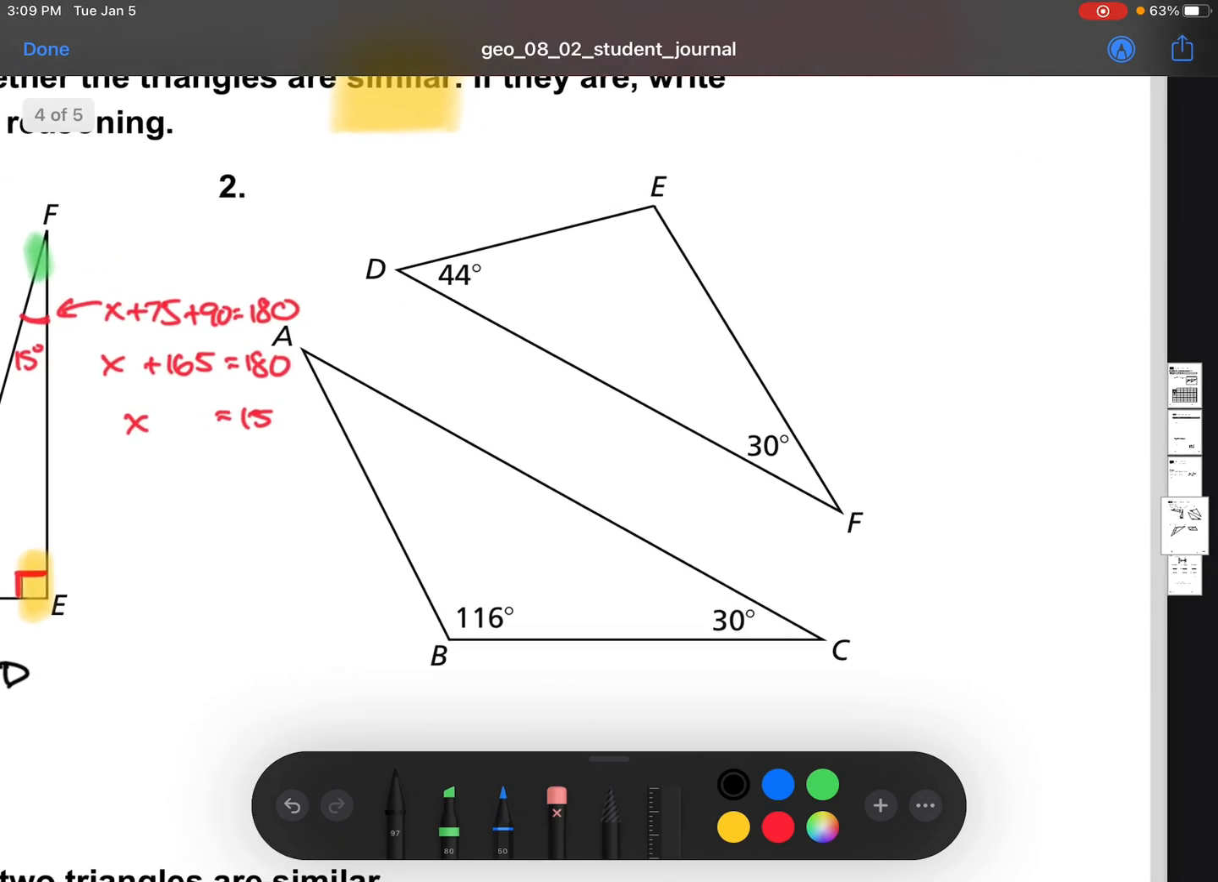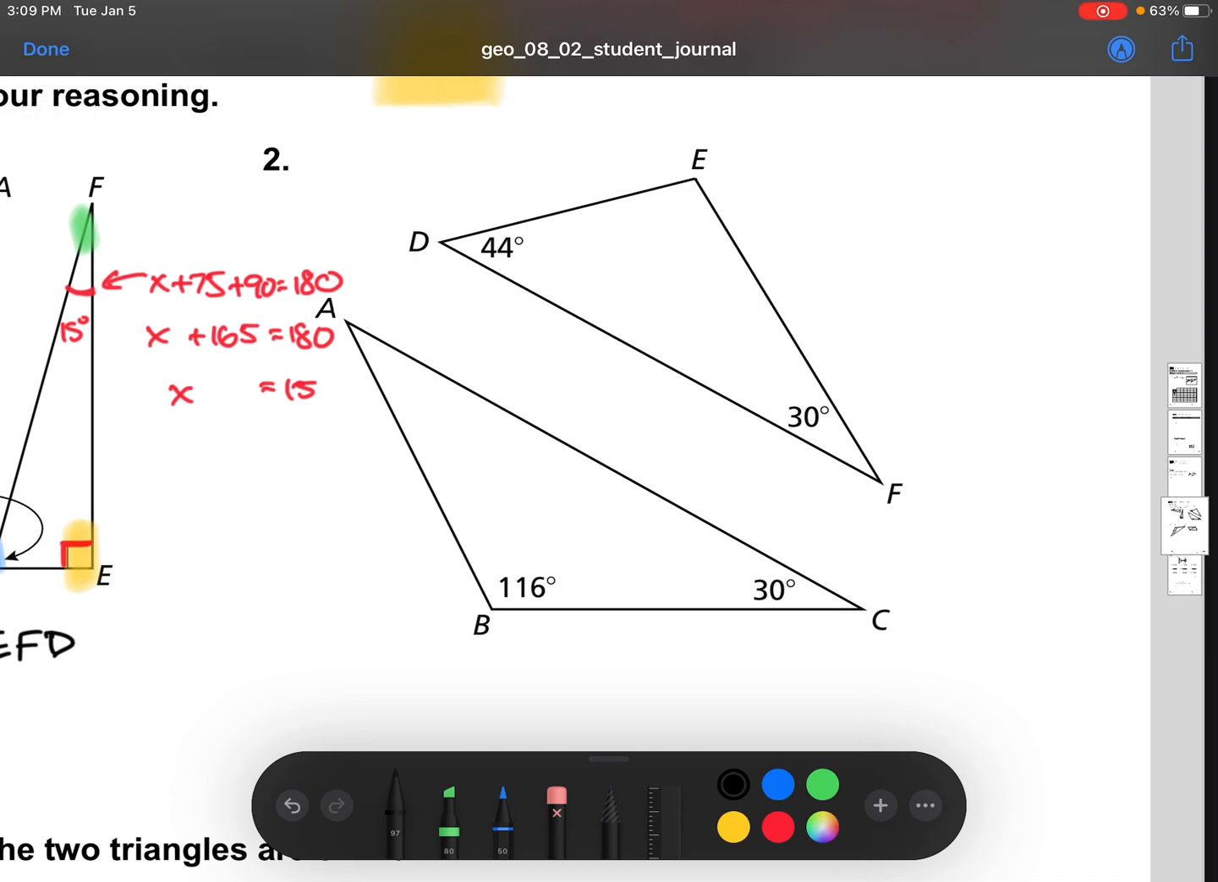Let's look at problem 2. Same kind of question. Again, right off the bat, we see that we have one pair of congruent angles. So we'll say angle F is congruent to angle C. Now, can we find a second pair? Let's see if we can calculate angle E. For now, let's just call that angle X, and we know that these three angles have to add up to 180. So 44 plus 30 plus X equals 180.